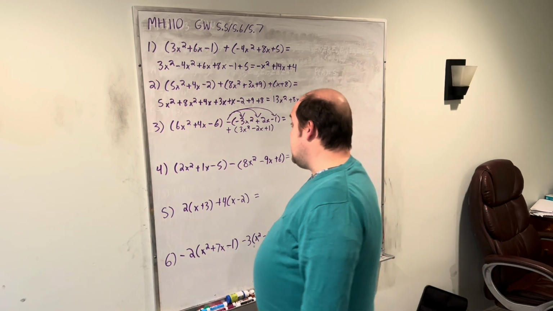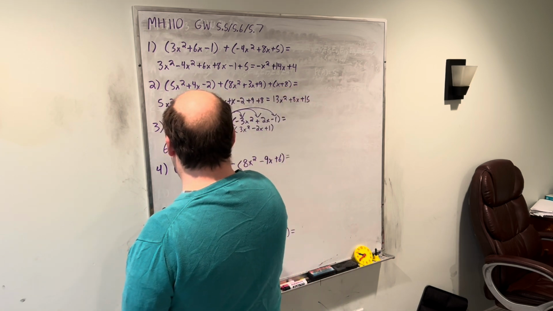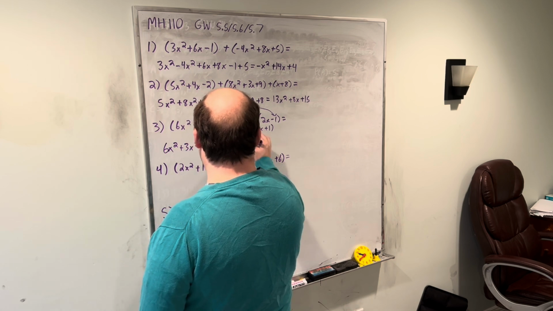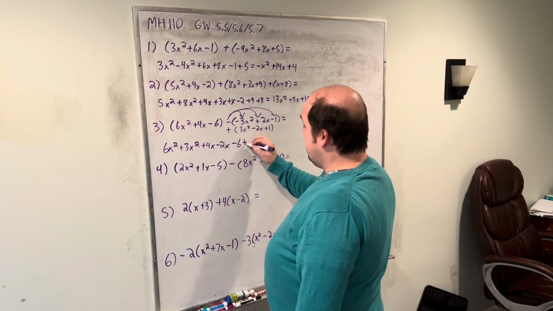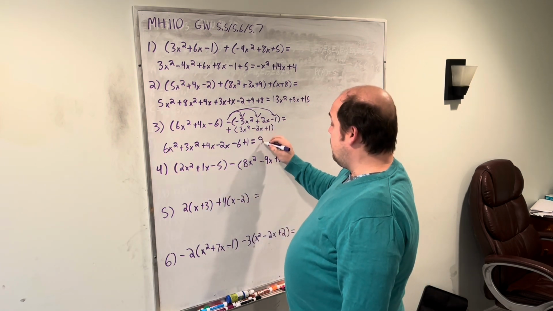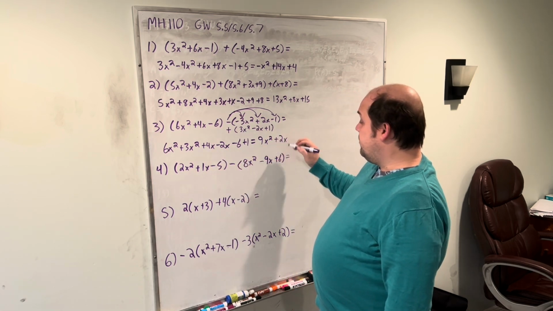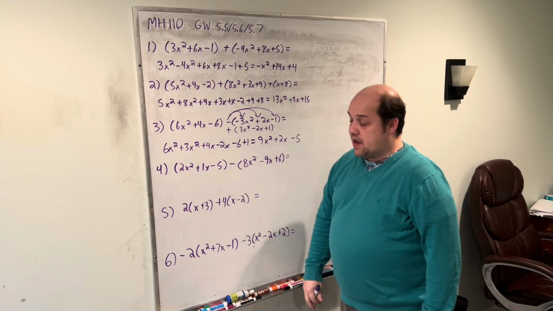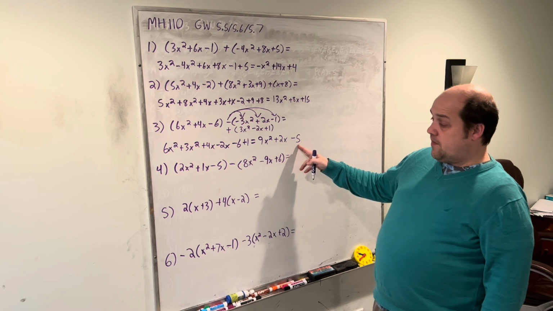If I now drop parentheses and write things next to each other that belong together, this 6x squared and this 3x squared go together. 6x squared plus 3x squared. This positive 4x and this negative 2x go together. Finally, this negative 6 and this positive 1 go together. When I now combine like terms, 6 plus 3 gives me a total of 9x squared. Positive 4 minus 2 gives me a total of 2x. And negative 6 plus 1 gives me a total of negative 5. So my final answer is 9x squared plus 2x minus 5.